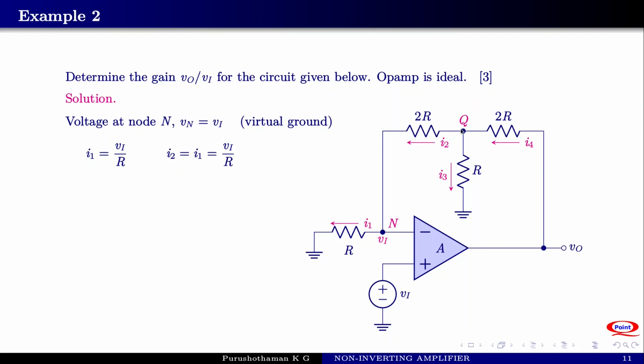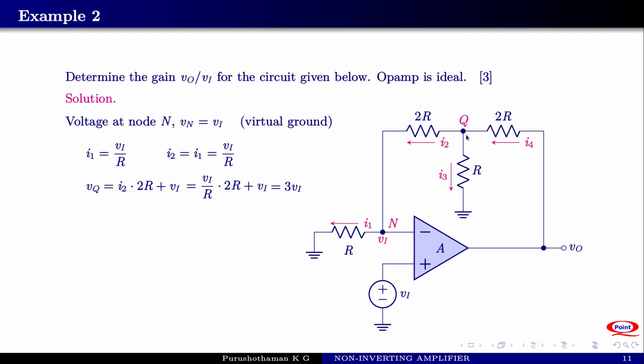What is the next step? Find the voltage at this point. Once we know the current through this resistance, the voltage at this point Q must be equal to the voltage Vi plus the voltage across the 2R resistance. So Vq is equal to I2 into 2R plus Vi, and I2 is equal to Vi by R. So this is Vi by R into 2R, which is 2Vi, plus Vi, equal to 3Vi. So the voltage at this point is equal to 3 times the voltage at the inverting terminal.